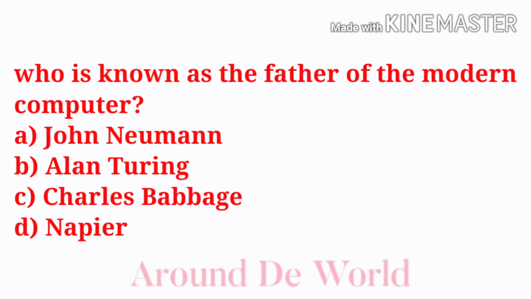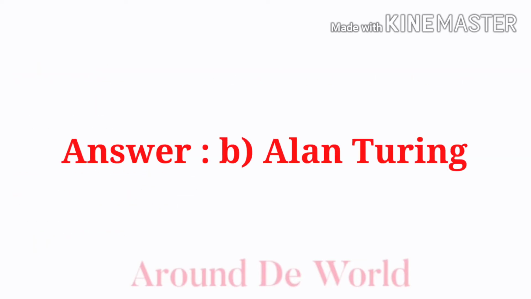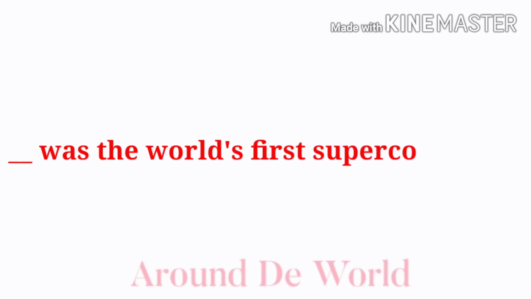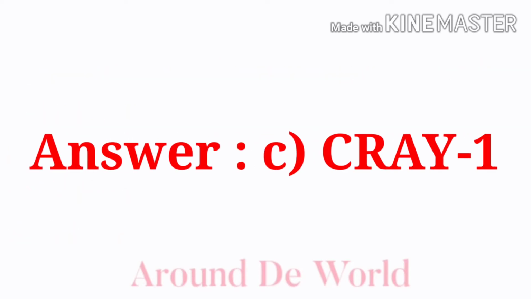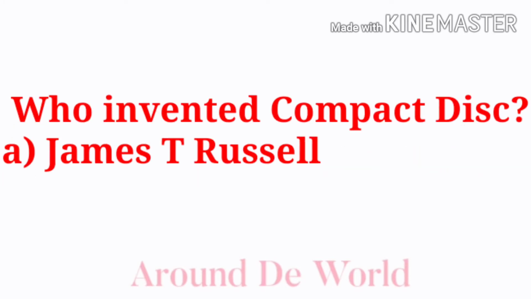Charles Babbage. Who is known as the father of the modern computer? A. John Newman, B. Alan Turing, C. Charles Babbage and D. Napier, and the correct answer is option B. Alan Turing. Which was the world's first supercomputer? A. Param, B. Siddharth, C. C-Ray 1 and D. Cat-R, and the correct answer is option C. C-Ray 1.